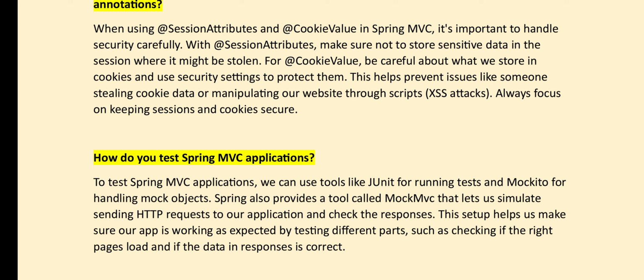How do you test Spring MVC applications? To test Spring MVC applications, we can use tools like JUnit for running tests and Mockito for handling mock objects. Spring also provides a tool called MockMvc that lets us simulate sending HTTP requests to our application and check the responses. This setup helps us make sure our app is working as expected by testing different parts, such as checking if the right page loads and if the data response is correct.